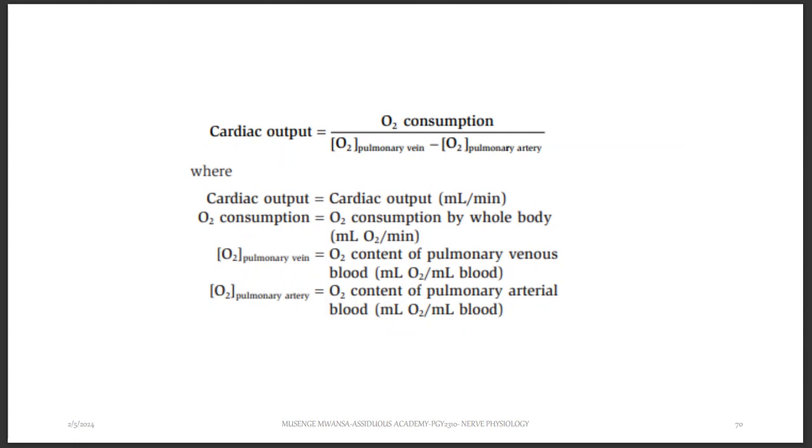So we said cardiac output is also oxygen consumption over oxygen in the vein minus oxygen in the artery. And this is pulmonary vein, meaning the oxygen in the vein coming from the lungs to the heart. Blood was coming from the lungs, and we knew the oxygen content. Now blood is going back to the lungs, and we know the oxygen content. So if we subtract these two, how much oxygen we find is how much oxygen was used up by the body.